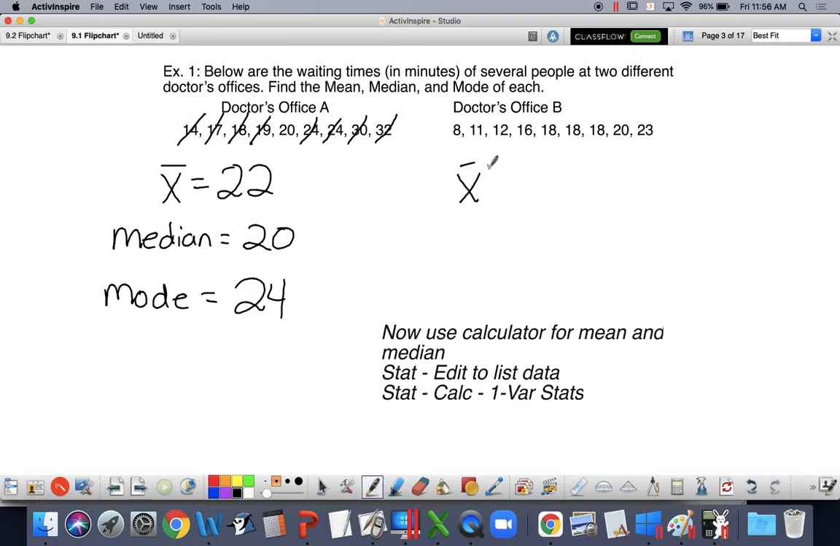So our mean was 16. Our median was 18. And what's our mode? 18. All right, so which doctor's office do you want to go to? B, right? The only reason why we do this is so that we can actually make decisions based off of it. Questions on mean, median, and mode?